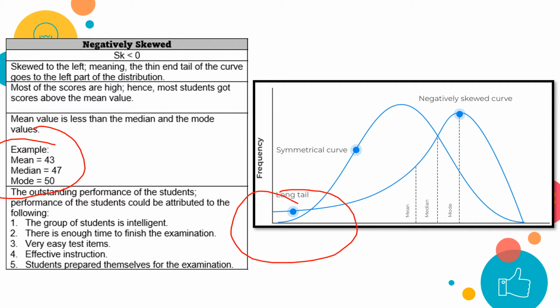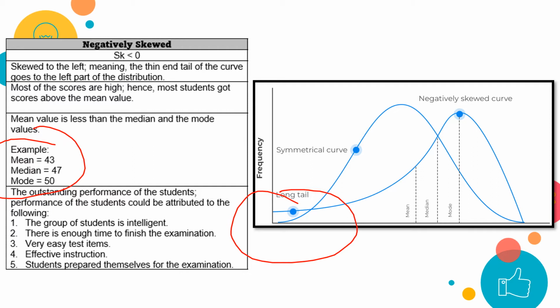And for the outstanding performance of the students, it can be attributed to the following. The first one is that the group of students is intelligent. Maybe most of the students there are from section 1, the bright ones. There is enough time to finish the examination. The time element in taking the exam is very important, very essential. If we can be lenient with the time element in face to face, I think we also have to be lenient in this time of pandemic, in this time of classroom instruction. Very easy test items probably, and then effective instruction, we can also have that.